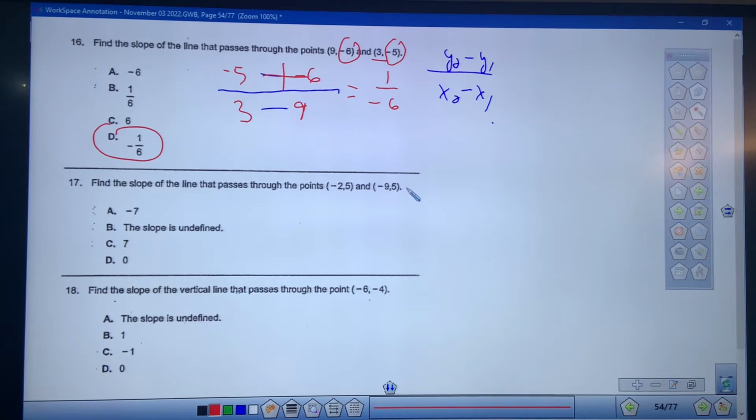If the y's are the same, the slope is 0. Notice how the y's are the same, the slope is 0. Vertical line, that would be Vux. So it would be x equals negative 6. But the slope is undefined. That's what the U stands for from Vux. The slope is undefined.